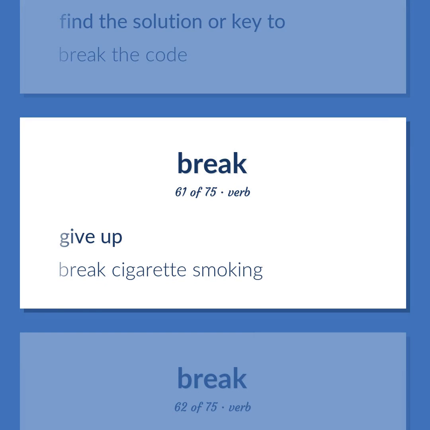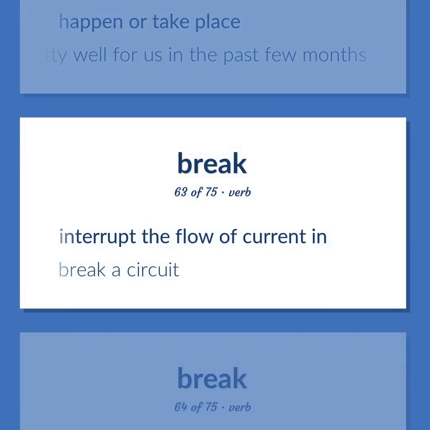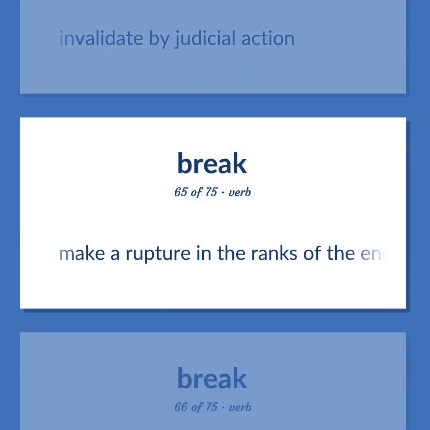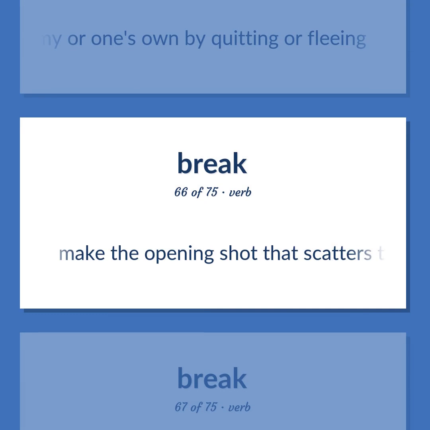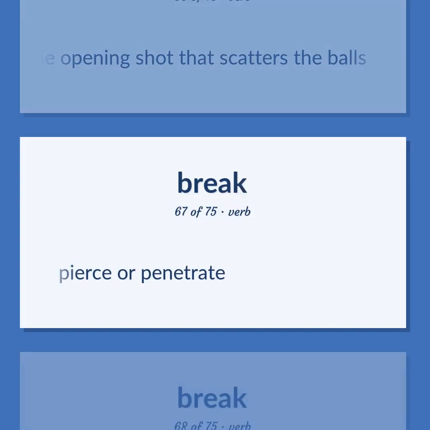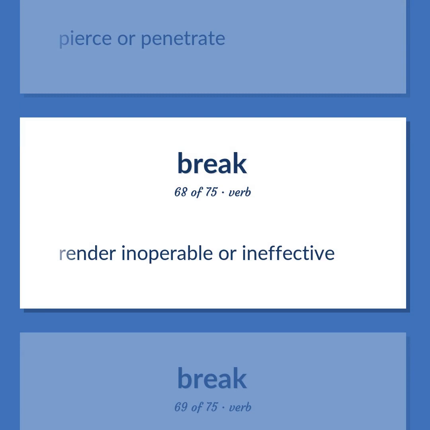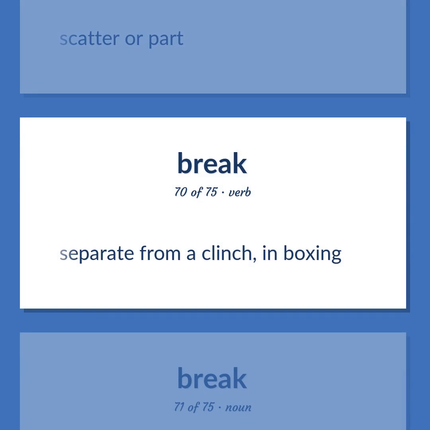Give up. Break cigarette smoking. Happen or take place. Things have been breaking pretty well for us in the past few months. Interrupt the flow of current in. Break a circuit. Invalidate by judicial action. Make a rupture in the ranks of the enemy or one's own by quitting or fleeing. Make the opening shot that scatters the balls. Pierce or penetrate. Render inoperable or ineffective. Scatter or part. Separate from a clinch, in boxing.